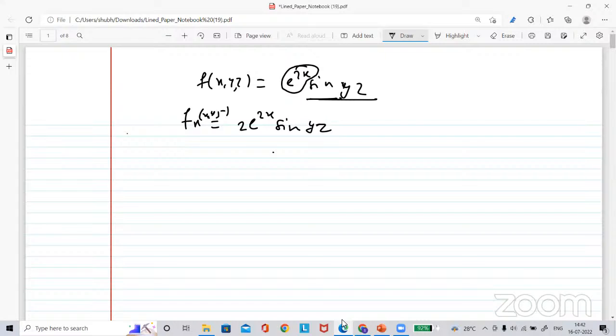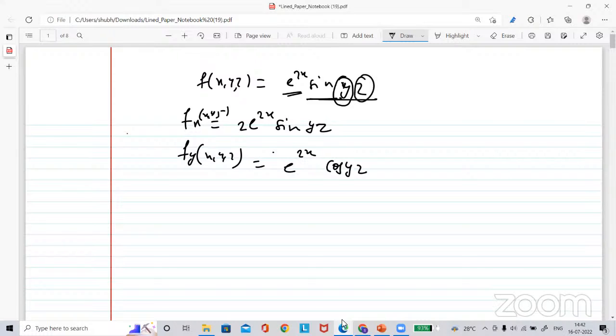With respect to y, again assume x and z constant and differentiate with respect to y. So e^(2x) works as a constant here. Your main variable is y, so it is going to be cos(yz), and the inner derivative gives z. So it will be 2z e^(2x) cos(yz).